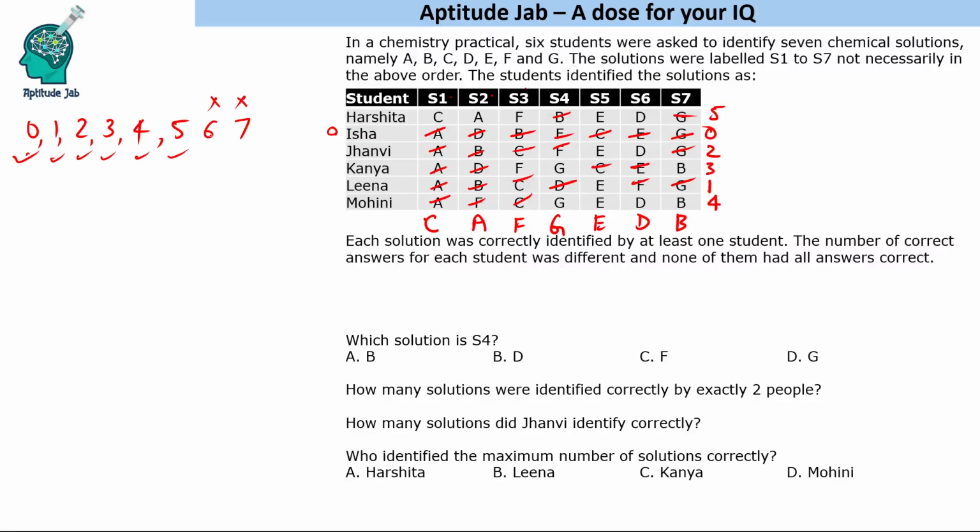No one can get 6. I told you the reason why. And 7, they have already given that no one got 7 correct responses. So this is how we shall solve this question. Now let us answer the questions based on this set.